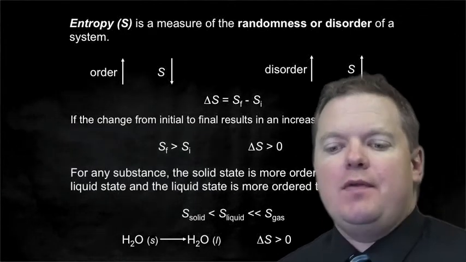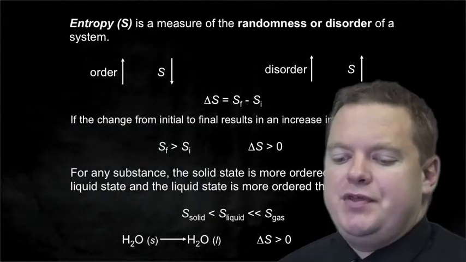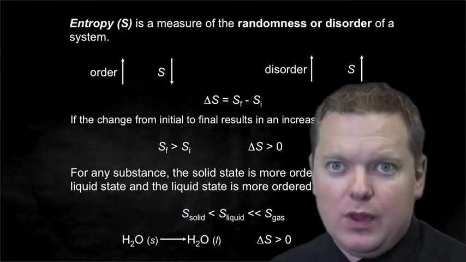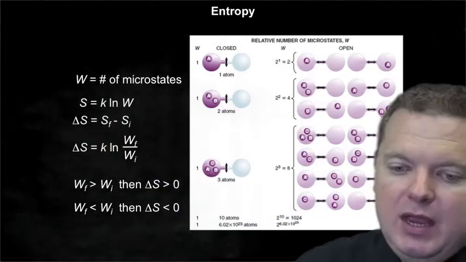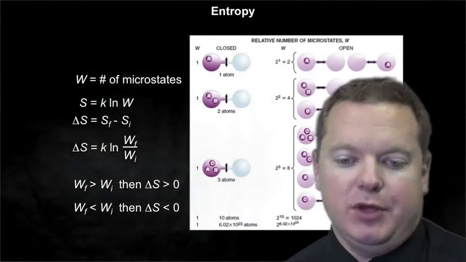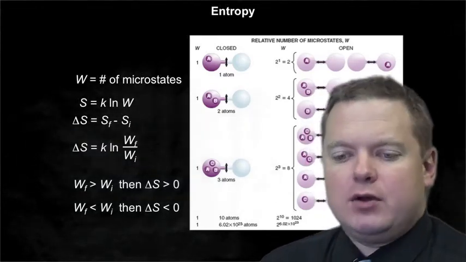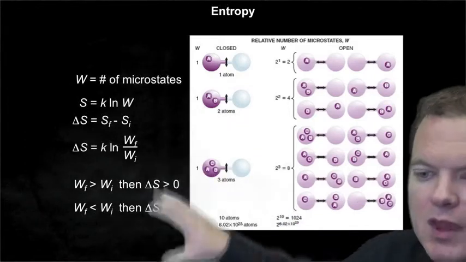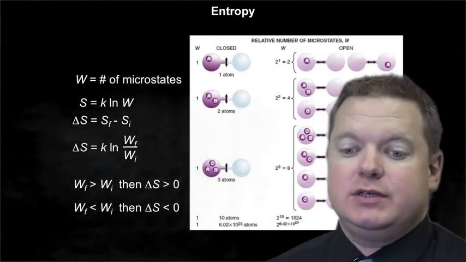So let's break down this entropy a little bit more and talk about the way we conceptually think about entropy. We can calculate entropy as being some constant K times the natural log of W. W is the number of microstates. So we can think about these microstates as shown here as the number of different possible arrangements we can have for this molecule or this system.